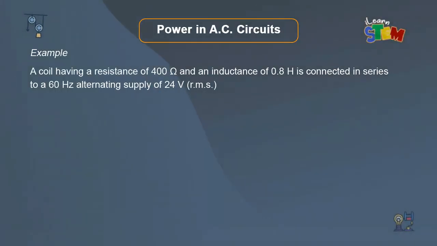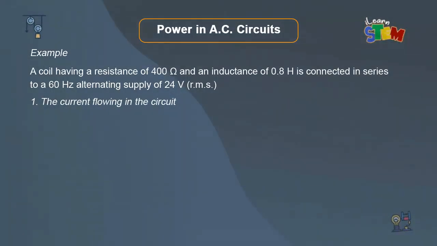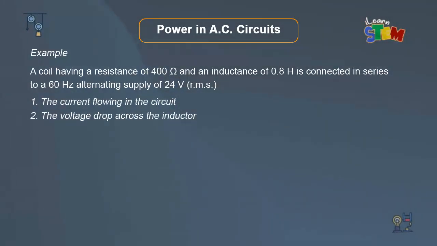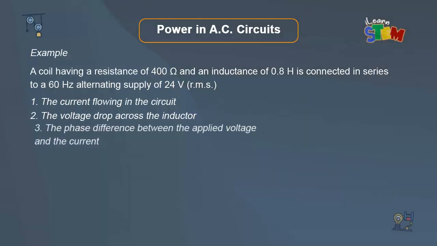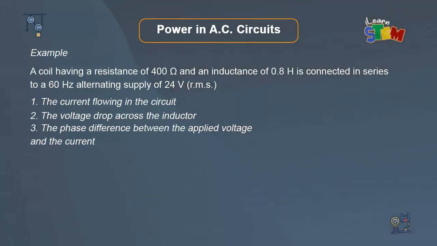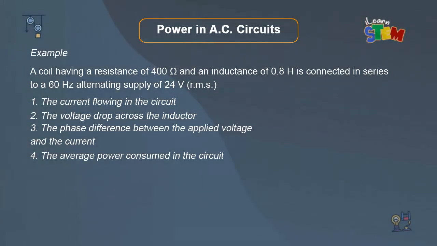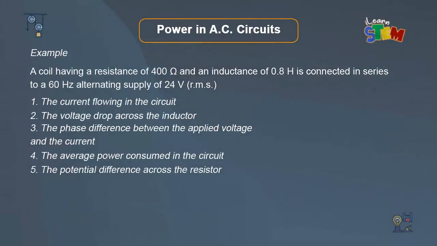We are solving a problem on an AC series circuit. A coil has a resistance of 400 ohms and an inductance of 0.8 Henry. It is connected to an alternating voltage supply of 24 volts, RMS, at 60 Hz. We are asked to find the current flowing in the circuit, the voltage across the inductor, the phase difference between voltage and current, the average power consumed, and the potential difference across the resistor.